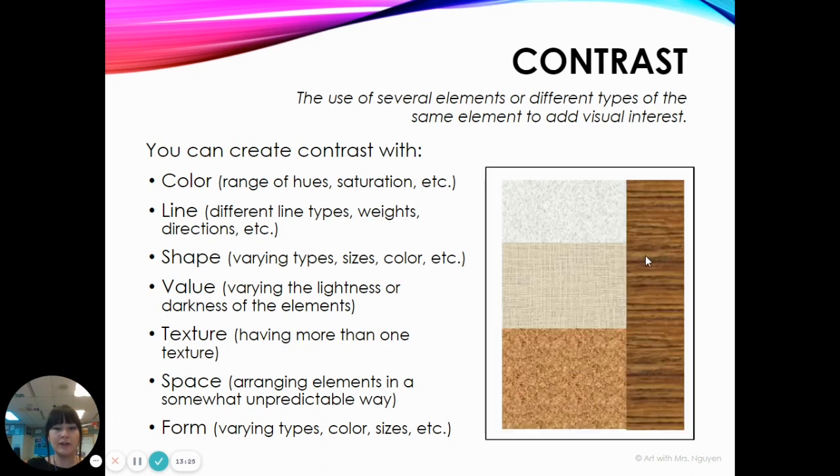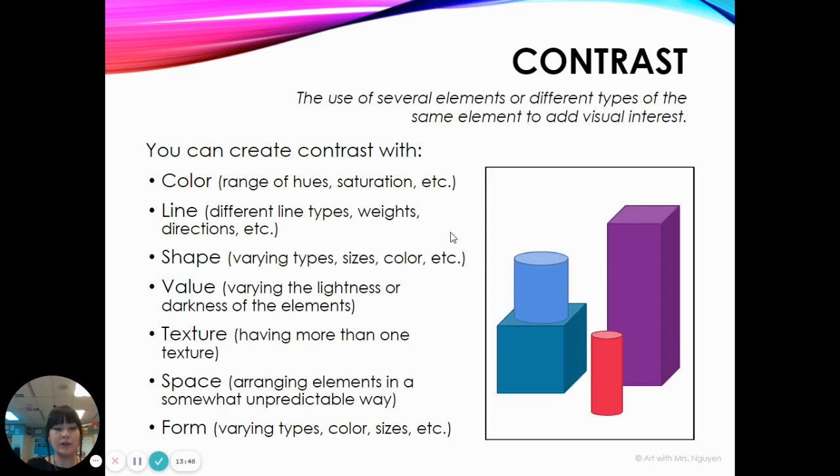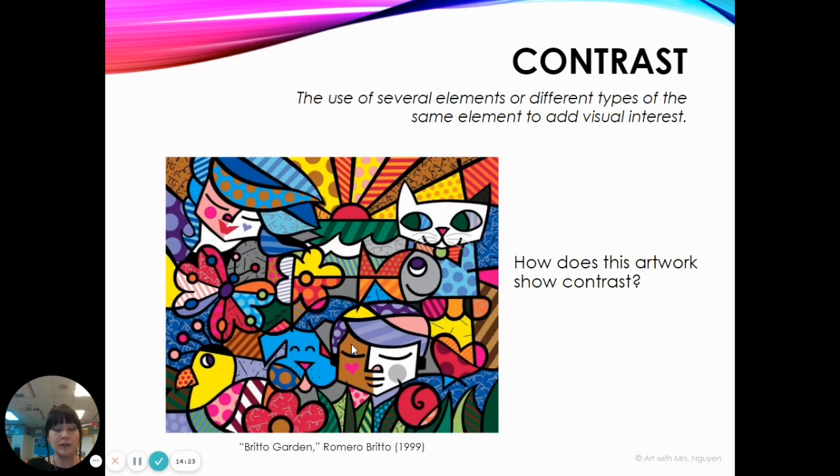You can create contrast with different kinds of textures. You can create contrast by using your space in different ways. This one's more spaced out, these ones are closer. And you can create contrast with forms, different types of forms, which are 3D shapes. Now, if you look at this artwork by Wassily Kandinsky, you can see that there are contrasting colors, different colors making it more interesting. This artwork by Romero Britto also has different colors. They also contrast with patterns and different kinds of lines as well.